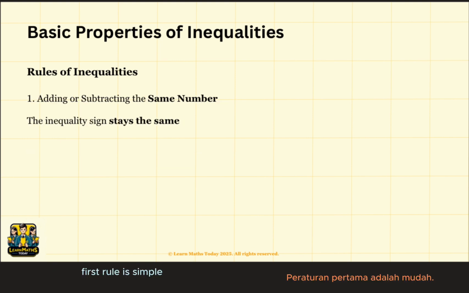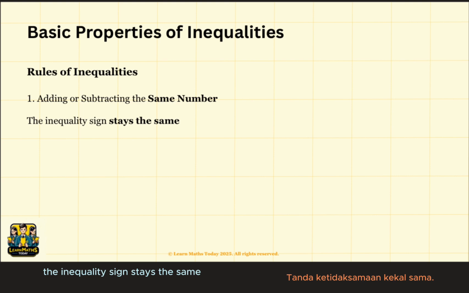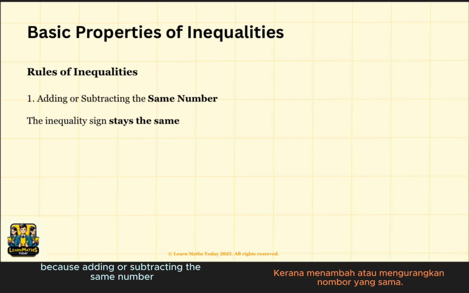First rule is simple. If we add or subtract the same number on both sides, the inequality sign stays the same. Why don't we flip the sign? Because adding or subtracting the same number doesn't change the order of the numbers.